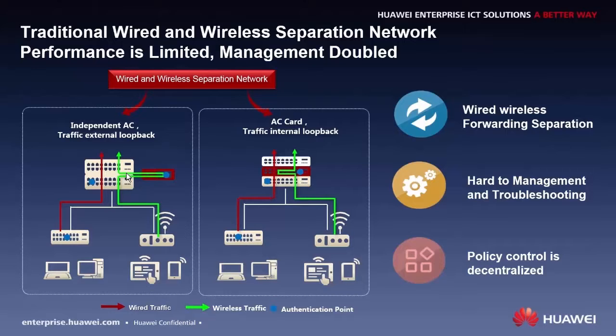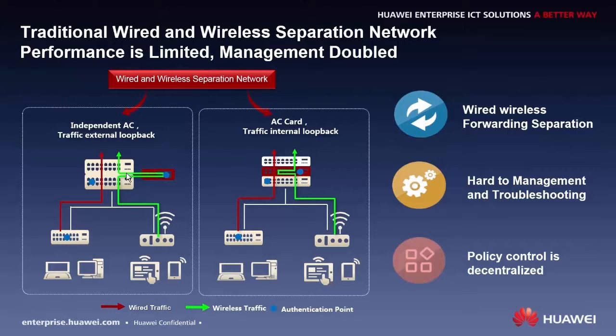In this solution, customers can install AC cards on switches and no longer need to purchase independent ACs. But AC cards are essentially similar to independent ACs because wireless traffic still needs to pass through AC cards. The only difference is that this is internal loopback rather than external loopback. The wired and wireless authentication points are still separated from each other.